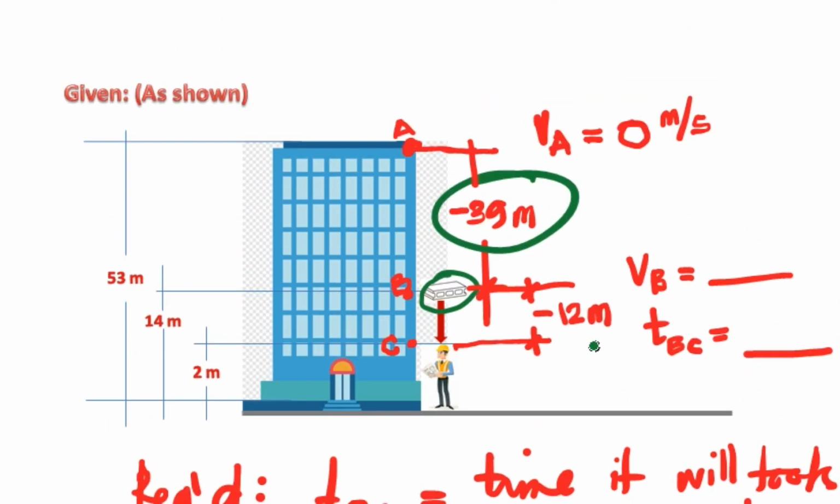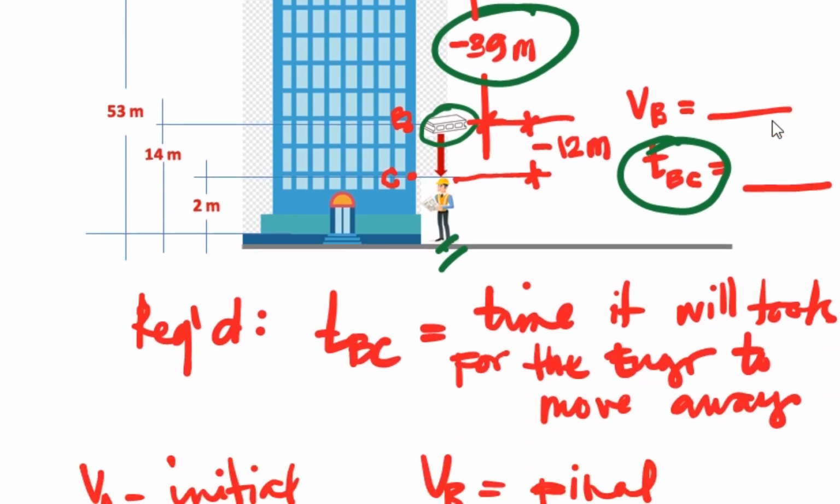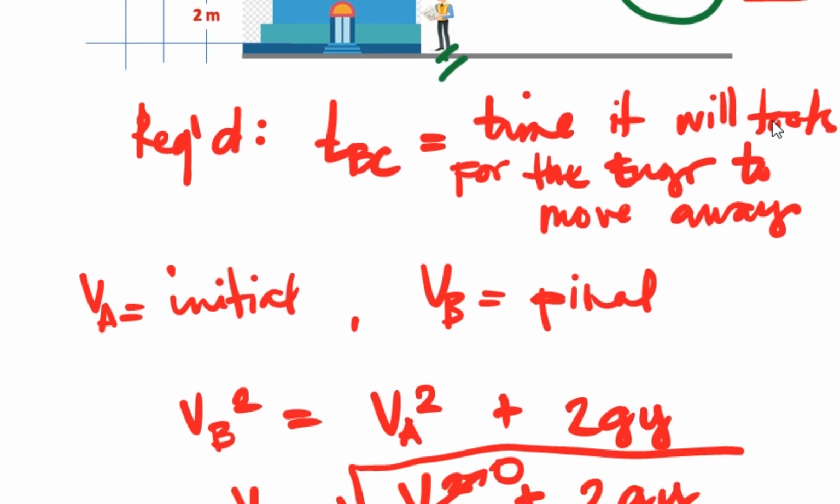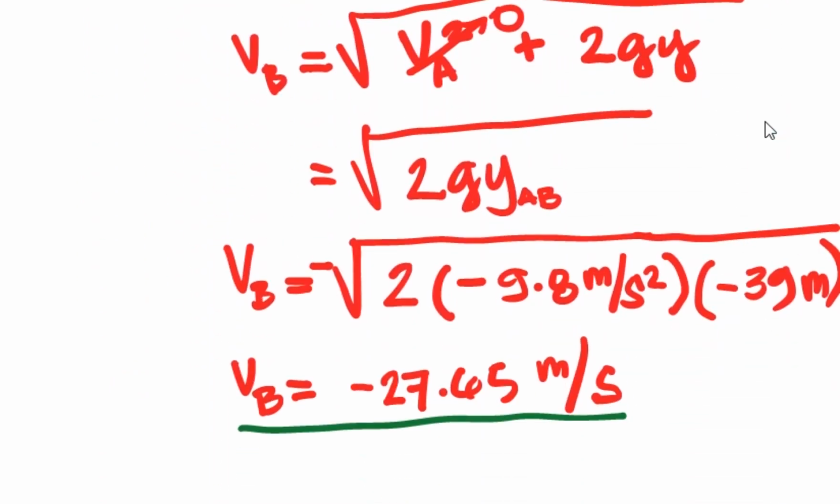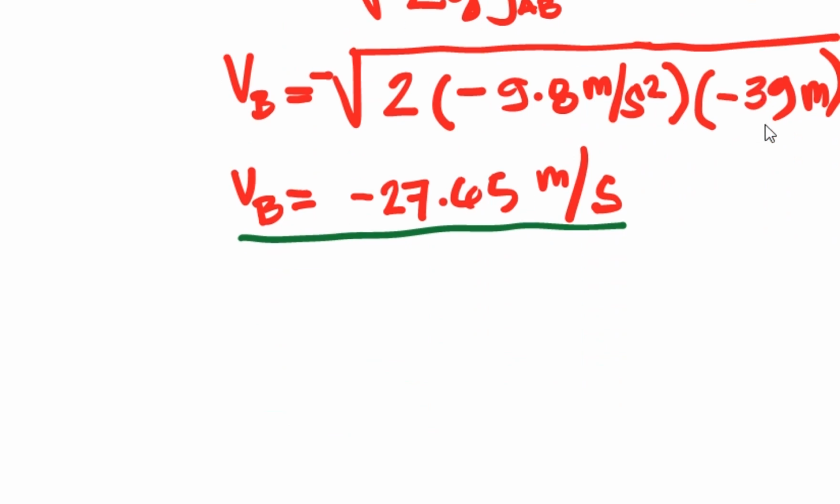Going back to our figure, we need to get TBC, because this time will be the maximum time needed for the engineer to move away, because the block will still have to travel from point B to C, which is equal to negative 12 meters. Okay, so let us now compute for this time BC. To compute for time BC, the time it will take for the engineer to move away from his place, we can use equation number 3.